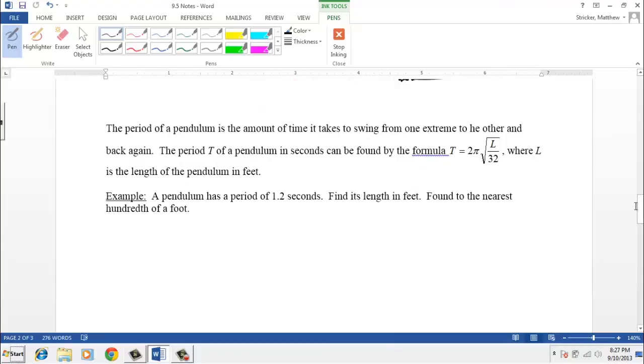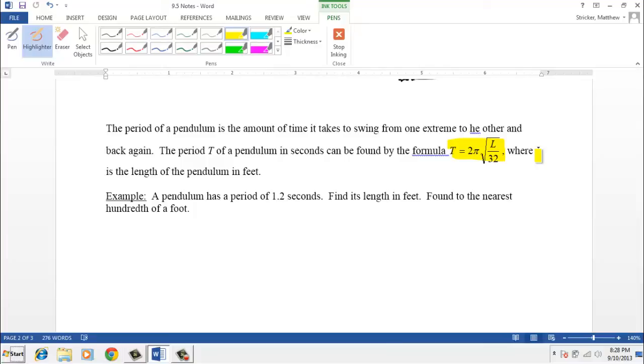It says the period of a pendulum is the amount of time it takes to swing from one extreme to the other and back again. So the period capital T of a pendulum in seconds can be found by this nice formula here, and we're told that L is the length of the pendulum, so how long that pendulum is. A pendulum has a period of 1.2 seconds.